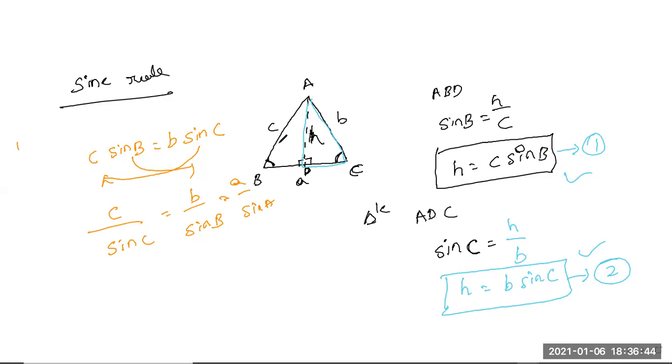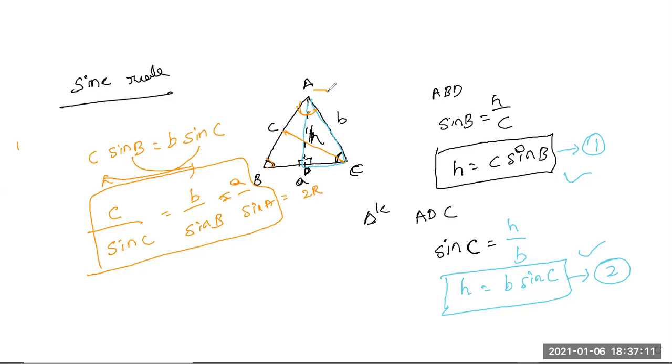If you take this as the altitude and you compare sine B and sine A, and this is the common height for both, so you can prove b by sine B is equal to a by sine A. Similarly, the same. Okay, so this is what the sine rule says, and this is equal to 2 times the circumradius.